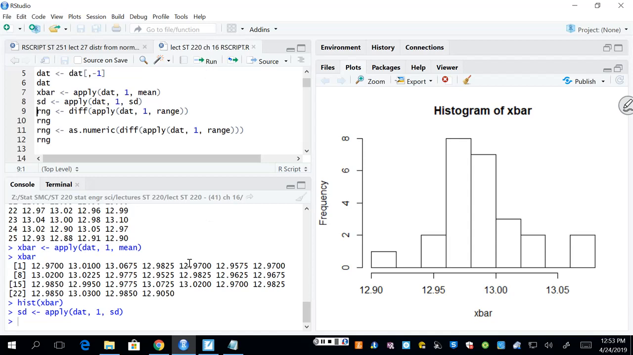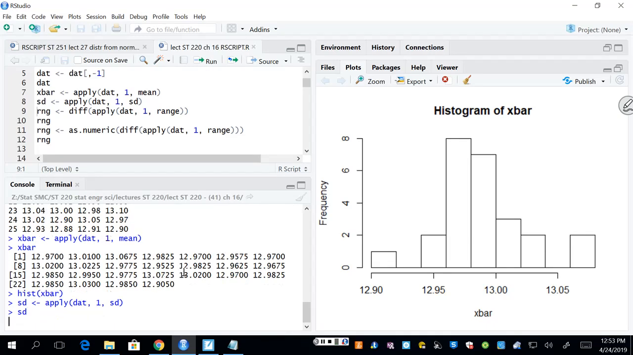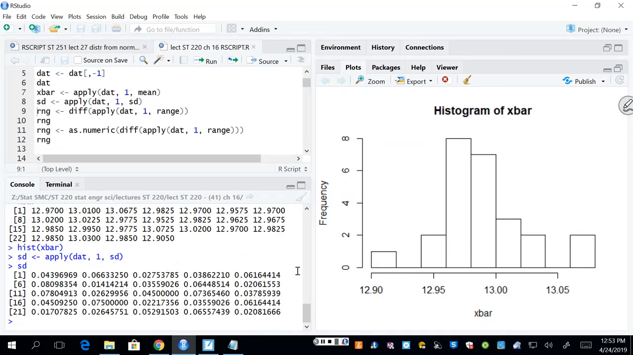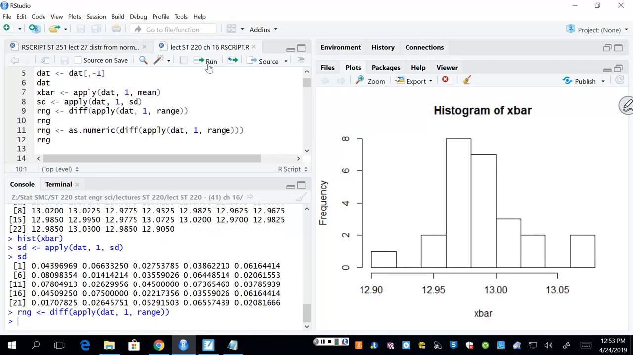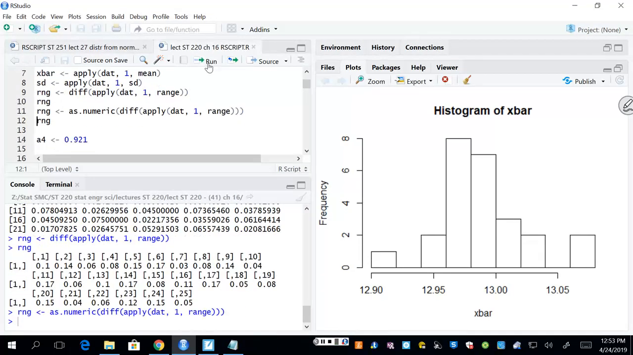I'm going to need the standard deviations as well. So this one is all my standard deviations. Here are my standard deviations. Kind of nice size. Now, eventually there's another method based on ranges. So eventually I'll calculate the ranges.